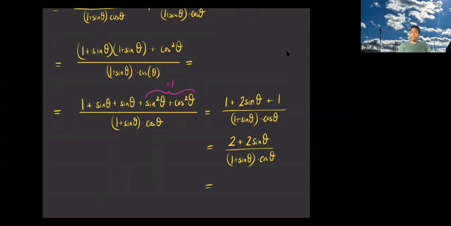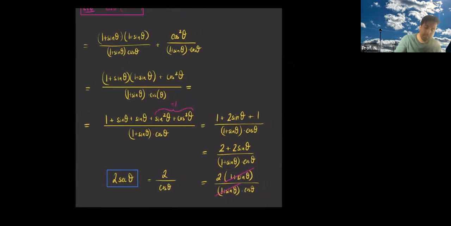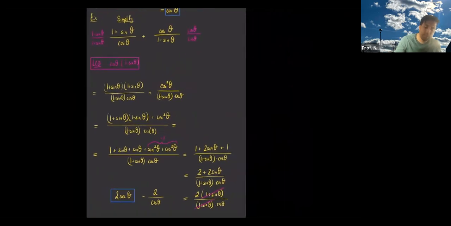And then I'm like, okay, I can't do anything else. But wait a minute. I can factor out the 2 in the numerator, and I'm left with 1 plus sine theta over 1 plus sine theta cosine theta. And what do I notice about the 1 plus sine theta? That becomes 2 over cosine theta, which really can be written as 2 secant theta. So this one took a little bit longer, guys.